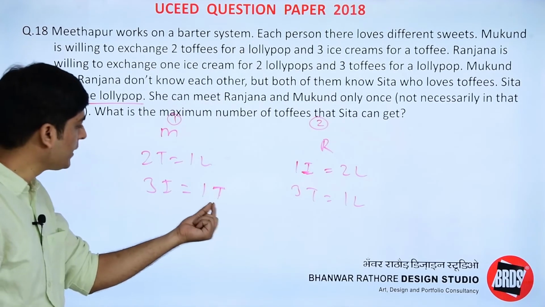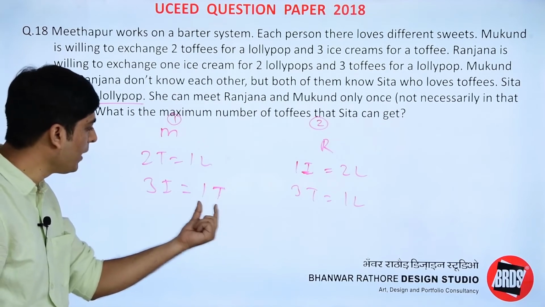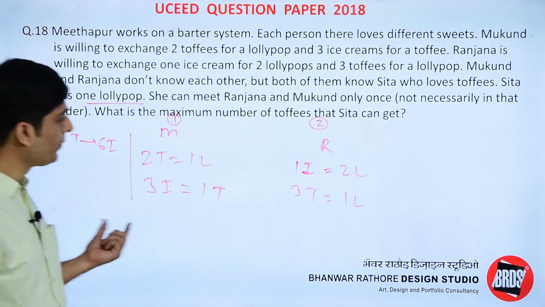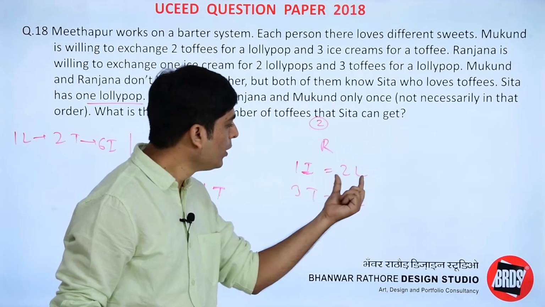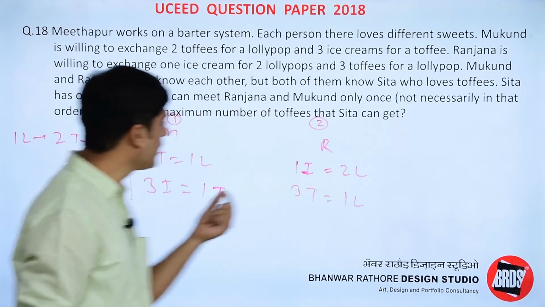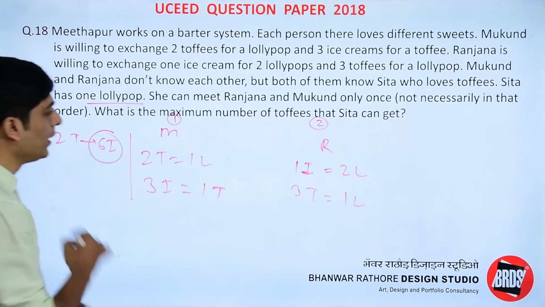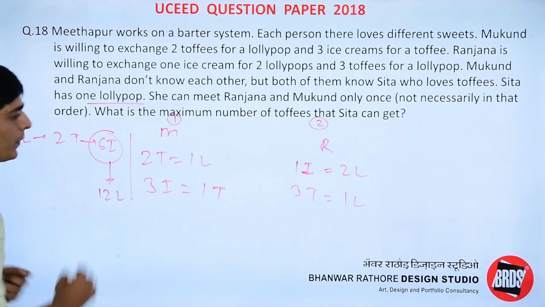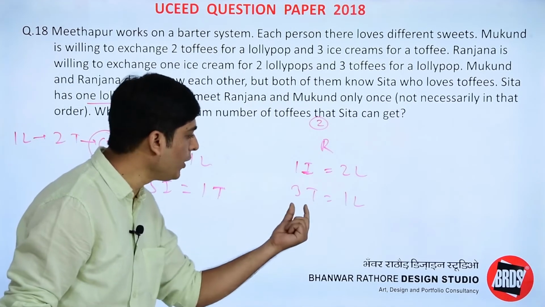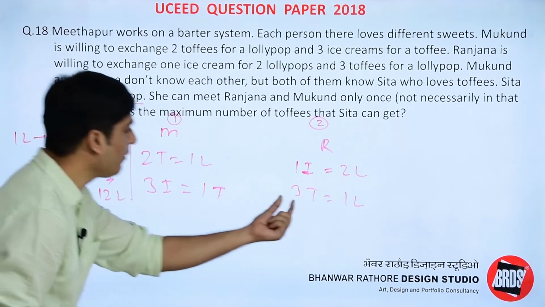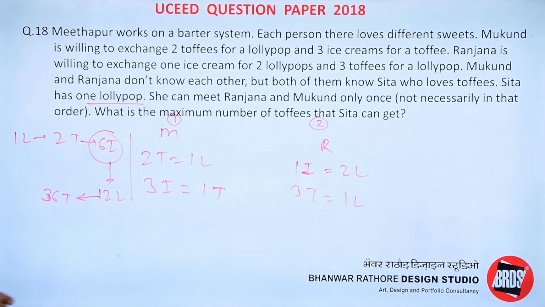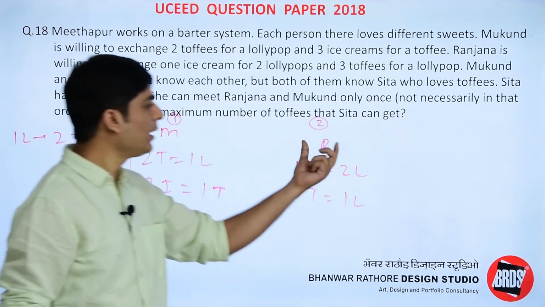Later 1 toffee is equal to 3 ice cream. So 2 toffee would be equal to how much? 6 ice cream. Now 1 ice cream is equal to 2 lollipop. We have 6 ice cream, so it would be 12 lollipop. 1 lollipop is equal to 3 toffee. So 12 lollipop would be equal to 12 3s are 36 toffee. So this would be the first case when she meets Mukund and later on Rajan.